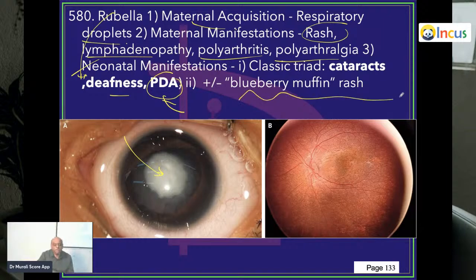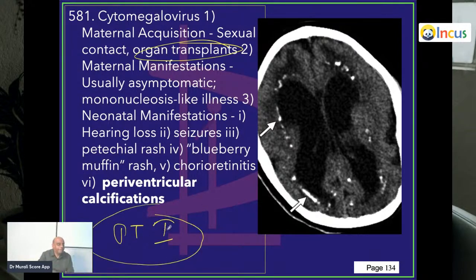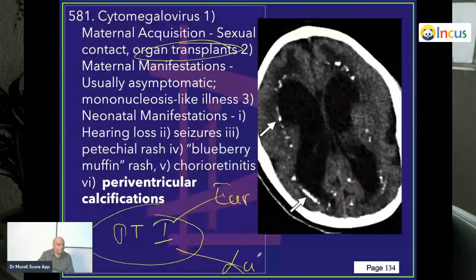Patent ductus arteriosus and the blueberry muffin rash are also seen in rubella. Then cytomegalovirus. Organ transplant recipients get CMV, common. Post-transplant infections are once more divided into early infections after transplant and later. We will take up the discussion during transplant. But for now, remember, after organ transplants, you may get CMV.